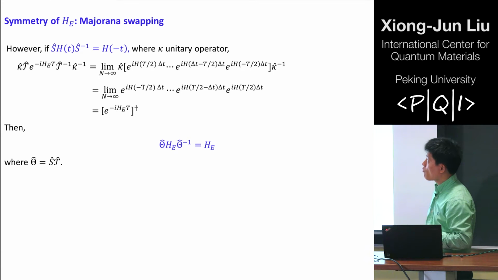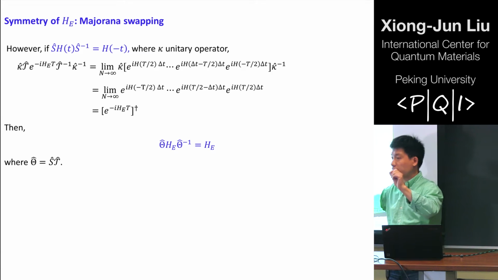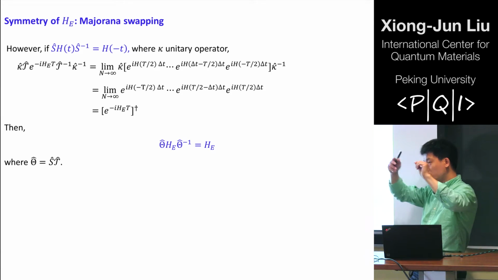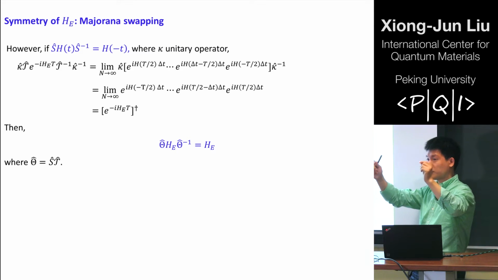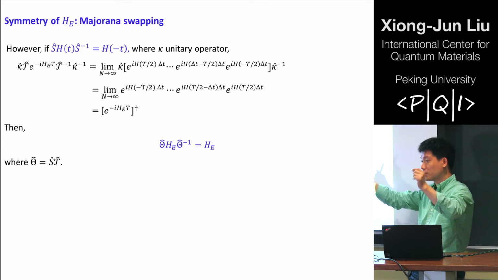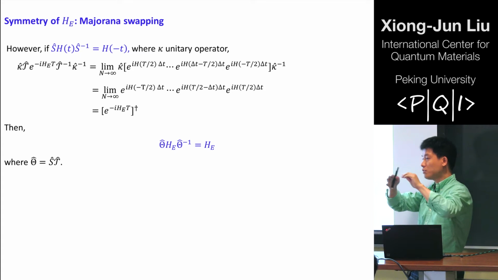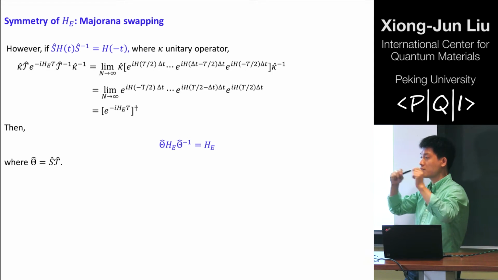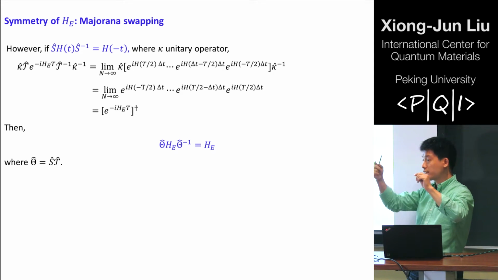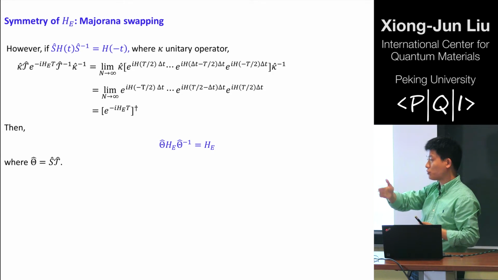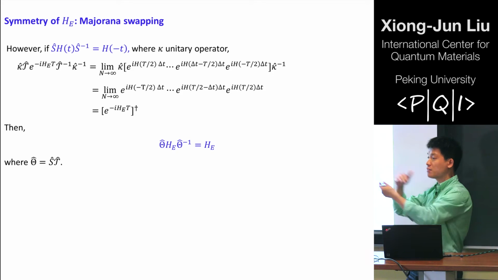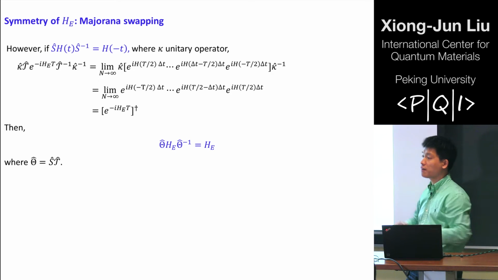What is the nature of this swapping symmetry? It means that you have this braiding Hamiltonian, but you transfer the starting Hamiltonian to the final Hamiltonian. By doing this, you swap the braiding process. This braiding is a time evolution from 0 to t, but this swapping means that you invert this process. Okay. Right.